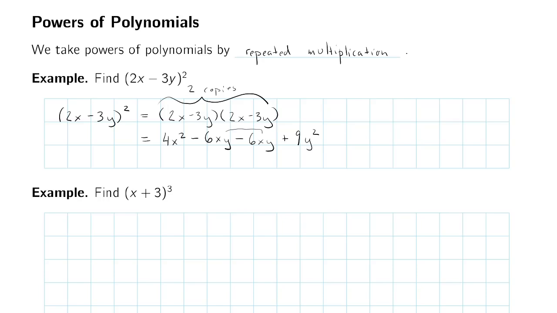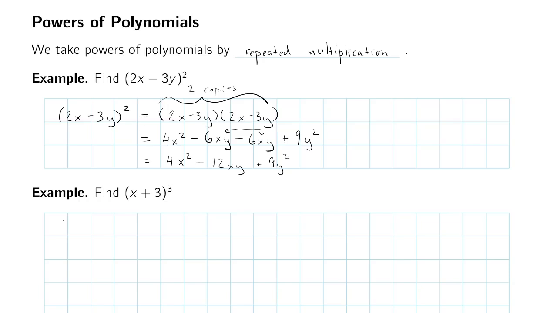And notice that the middle terms ended up the same. That's leading us generally in the direction of one of those shortcuts, but we'll get there later. For now, we'll combine those middle terms, and we've got 4x squared minus 12xy plus 9y squared. Okay, so that was a second power. What about a third power?